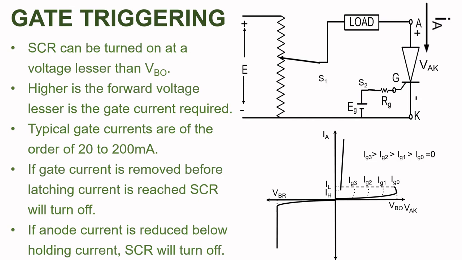Once the SCR is turned on, the anode to cathode voltage is very small, and the anode current will be governed by the supply voltage and the load impedance. The gate has no control over the anode current.